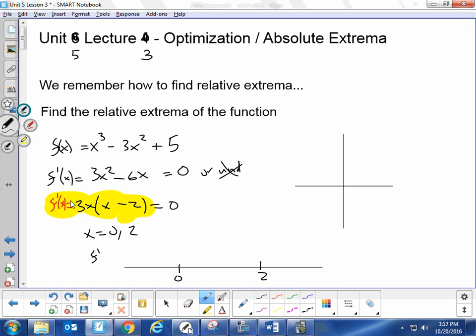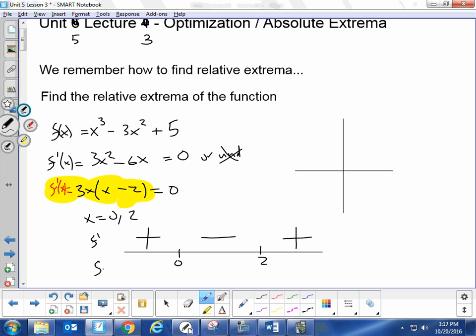I plug in 3, positive times a positive is positive. I plug in 1, positive times a negative, negative. I plug in -1, negative times a negative is a positive, okay? This is telling me that I have a function, f, my original function here, this x cubed function. It's going to increase until we get to 0, then it's going to decrease until we get to 2, then it's going to increase after there.